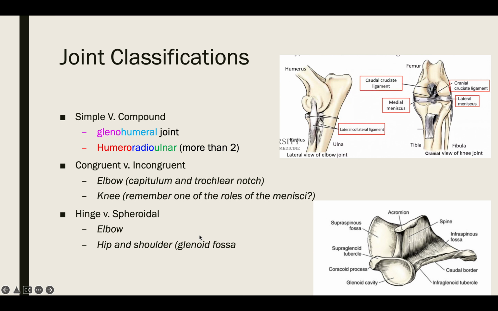Then we've got hinge and spheroidal joints. Again, this is a good example. This is like a nice little socket for a bone to go in. So this is going to be your shoulder. Another good example of a spheroidal joint would be your hip joint, which you'll get to next semester. And then hinge moves, like a hinge. So a good example would be your elbow.